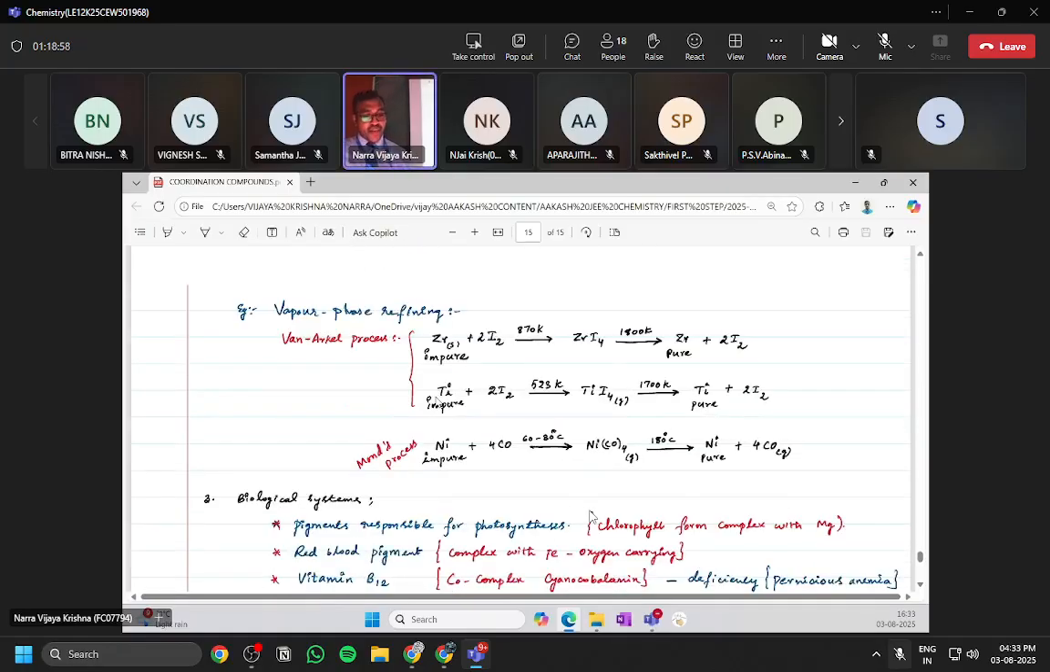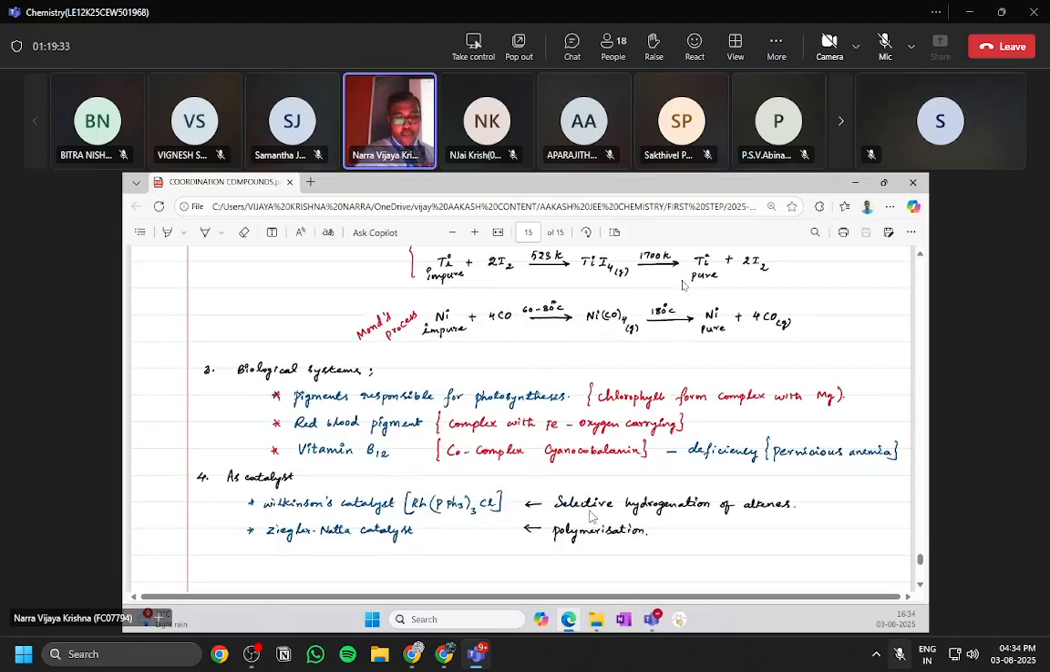Next, vapor phase refining. Zirconium, when heated with iodine, forms ZrI4 at 870 K. If it is heated up to 1800 K, it breaks down to produce pure zirconium. Same way, titanium also. Impure titanium with iodine forms TiI4. When the temperature is above 1700 Kelvin, you will get pure titanium. Same way, nickel also. On passing carbon monoxide at 80 degrees, it forms nickel tetracarbonyl. If the temperature is greater than 180, it decomposes to give pure nickel. Any questions?